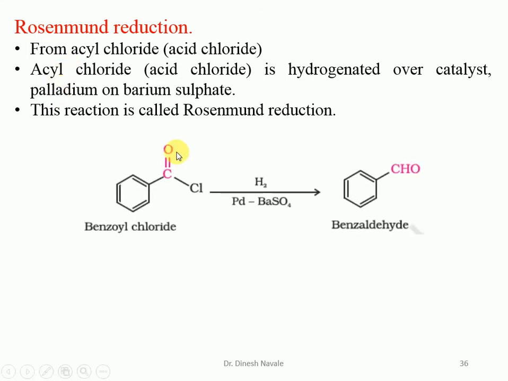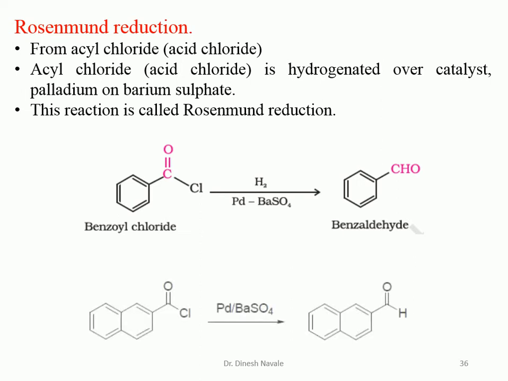So this is the simple representation for Rosenmund reduction. This benzoyl chloride on reaction with Rosenmund reagent like H2 in presence of palladium BaSO4 gives the benzaldehyde. The only change in the reaction is what? This acid halide will be converted into the aldehyde. So this is a very selective reagent for the conversion of acid halide into the corresponding aldehyde. This is the naphthyl chloride, beta naphthyl chloride, which on the same reaction with H2, Pd/BaSO4 gives the formation of beta naphthaldehyde.